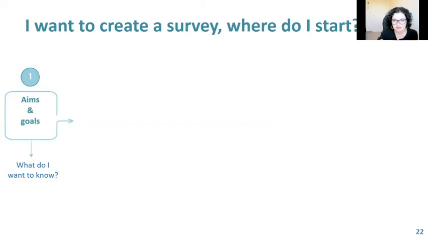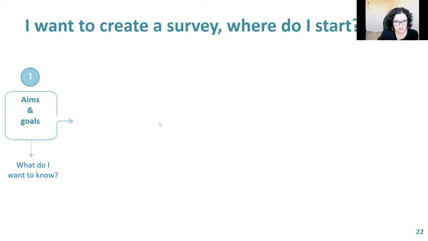So based on this experience, we have tried to draft a kind of stepwise approach for you. We hope it's helpful to start the creation of a survey and to understand which are the main steps that we have, for example, used in the past years. So of course, as Jessie already mentioned, the first step would be to understand what your aims and goals are. So try to answer the question, what do I want to know?